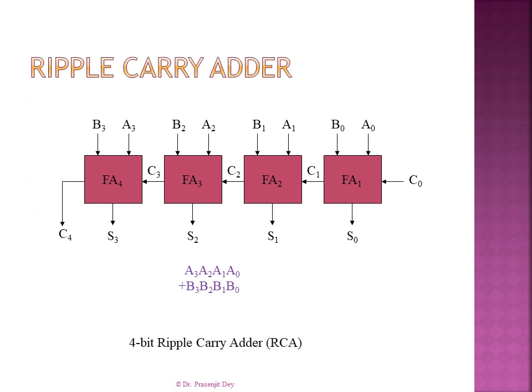Here you can see that the first full adder F1 will receive the value of A0, B0 and initial carry C0 and produce the 0th bit summation S0 and the first carry C1. Now eventually the second full adder receives the value of A1, B1 and the first carry C1 and produces the first bit summation S1 and the second carry C2.